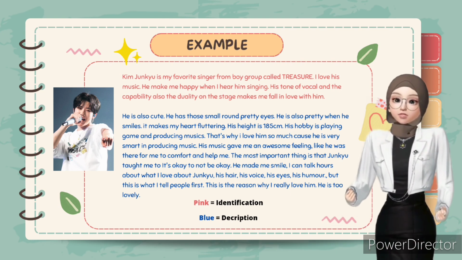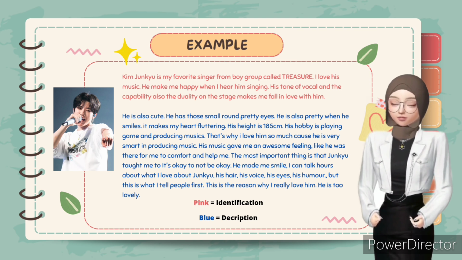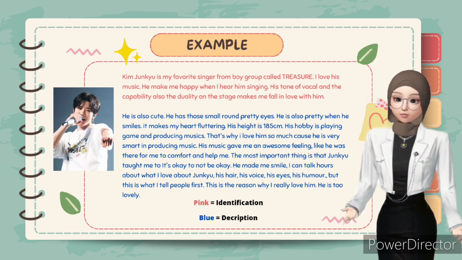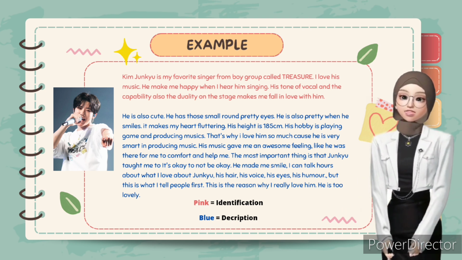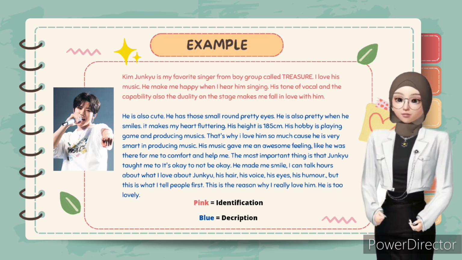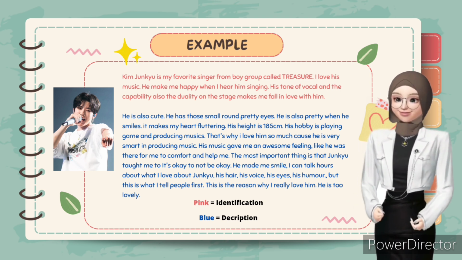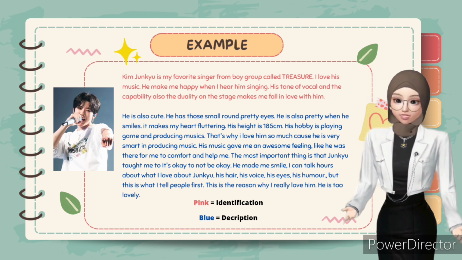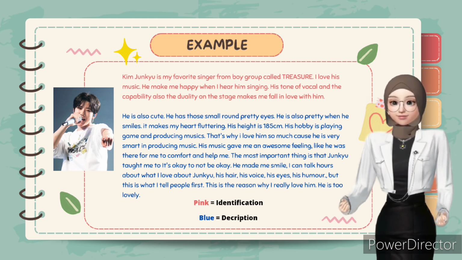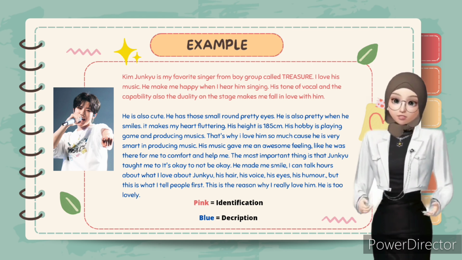Okay, I'll give you an example of descriptive text. This has 2 paragraphs in it, and the first paragraph is about the identification. Kim Jun-kyu is my favorite singer from a boy group called Treasure. This is a general explanation about him, right? So it's identification. I love his music. He makes me happy when I hear him singing. His tone of vocal and also the capability and duality on the stage makes me fall in love with him. This is all about the general explanation about Kim Jun-kyu.